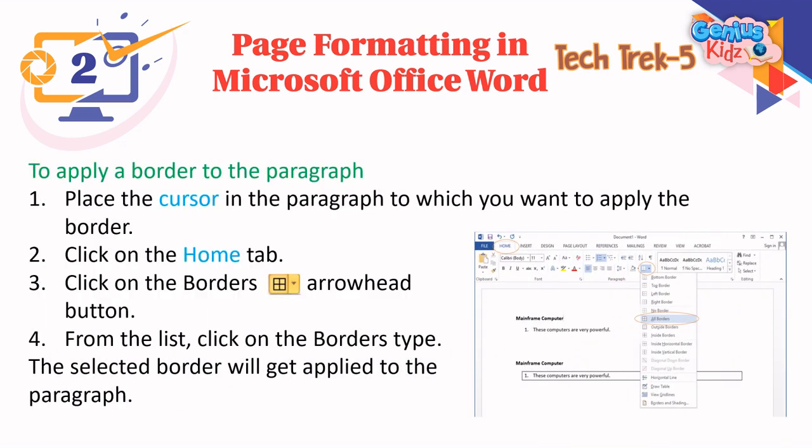To apply a border to the paragraph, 1. Place the cursor in the paragraph to which you want to apply the border. 2. Click on the Home tab. 3. Click on the Borders arrowhead button. 4. From the list, click on the Borders type. The selected border will get applied to the paragraph.